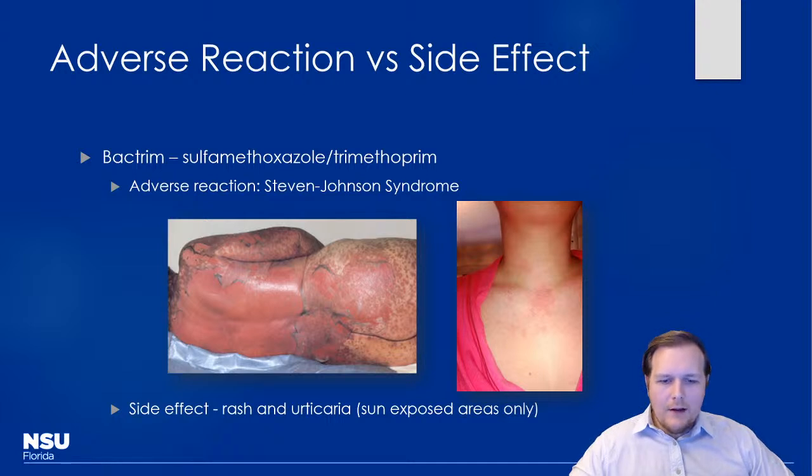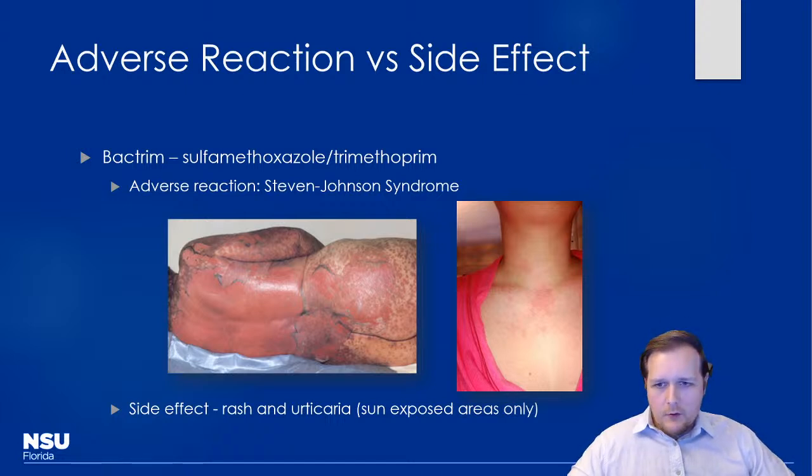So to give you an example of a difference between a side effect and an adverse reaction, say the patient was taking the drug sulfamethoxazole, trimethoprim, or Bactrim. A side effect may be that they have a little bit of photosensitivity and they have rash and urticaria on sun-exposed areas, right? That's something you can get around by telling the patient to make sure to cover up or use sunscreen, things like that. But an adverse reaction, a much more detrimental reaction, could be something like Stevens-Johnson syndrome, which is the same drug can do both of these things.